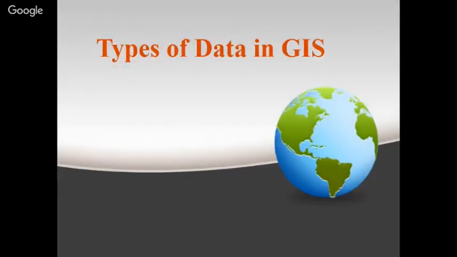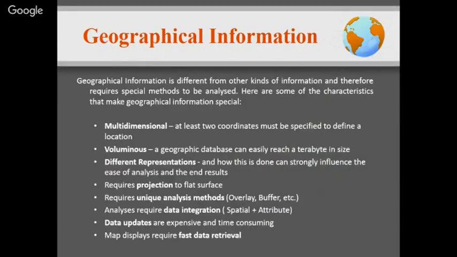Now, what are the types of data which have to be used in GIS? And we need to understand what it means. Geographical information is different from other kinds of information and therefore requires special methods to be analyzed. Here are some characteristics that make geographical information special. First, it's a multidimensional concept. At least two coordinates must be specified to define a location. And when I say two coordinates, it means X coordinate and Y coordinate, or latitude and longitude.